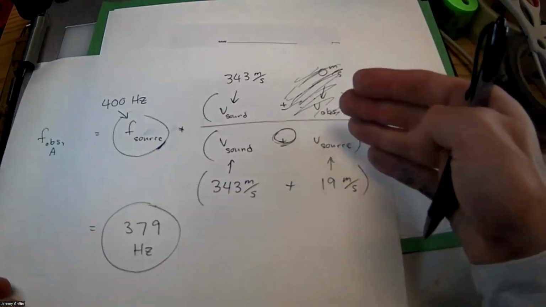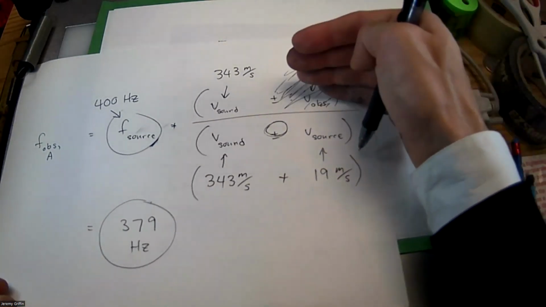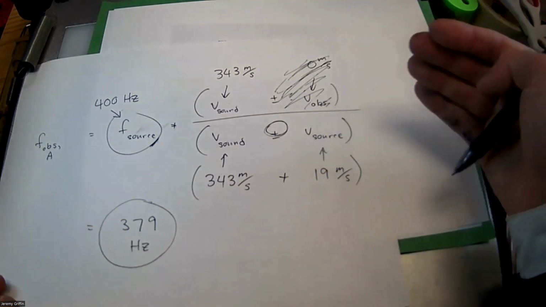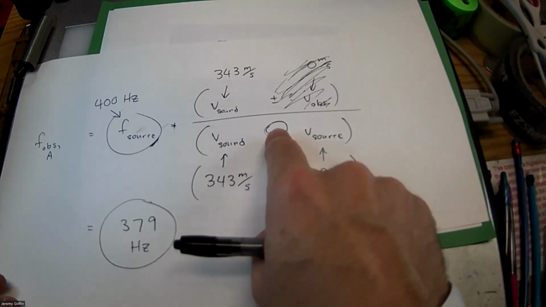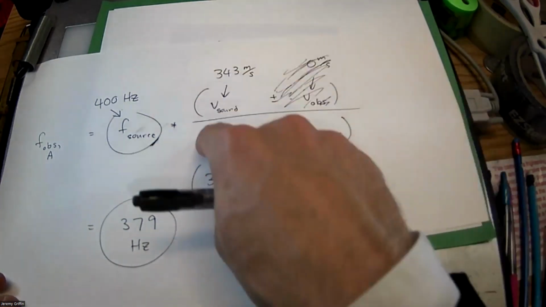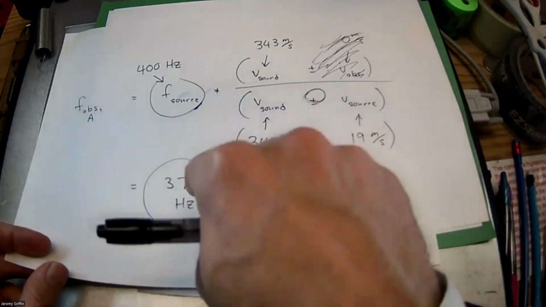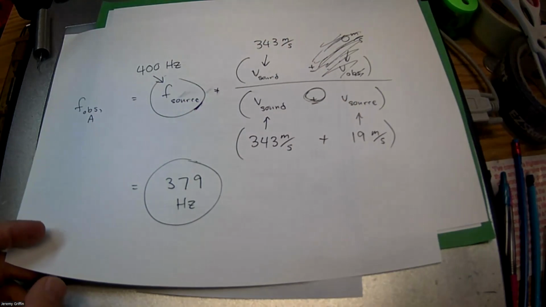Well, how do you get that? The denominator has to be bigger than the numerator, or the numerator has to be less than the denominator. How do you get that? You get that by adding on the bottom. If you add on the bottom, it makes the denominator big, makes the fraction small, makes the observed frequency less than the source frequency. Okay.